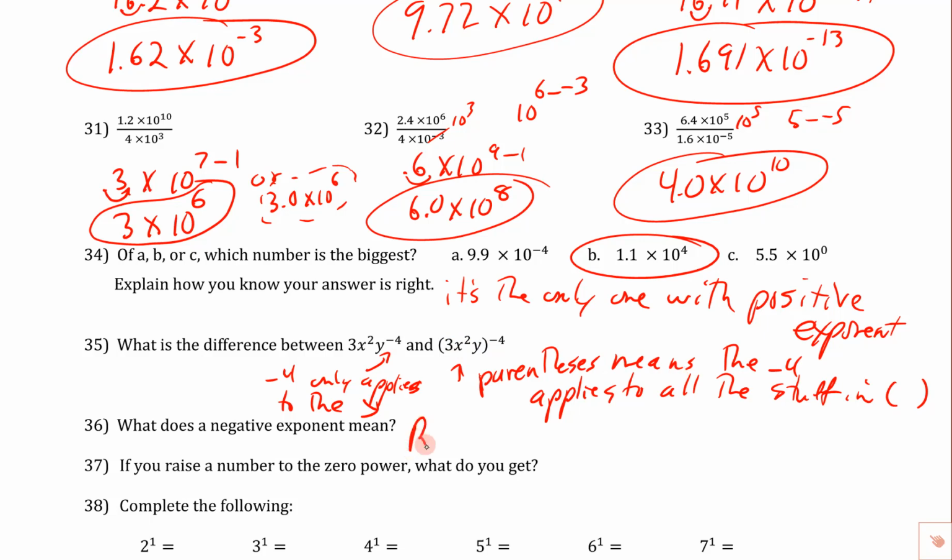What does a negative exponent mean? It means reciprocal. It means we're going to take that exponential expression from top to bottom or bottom to top, kind of flip it over, if you will, to get that so it's positive. If you raise a number to the 0 power, what do you get? You get 1 every time.